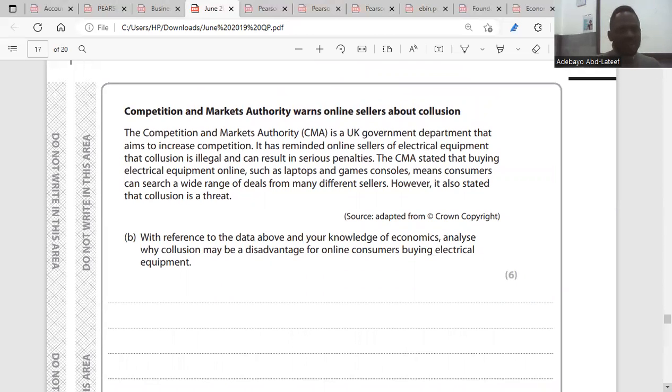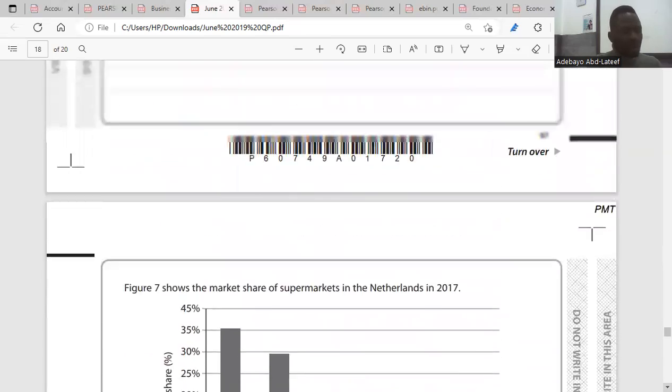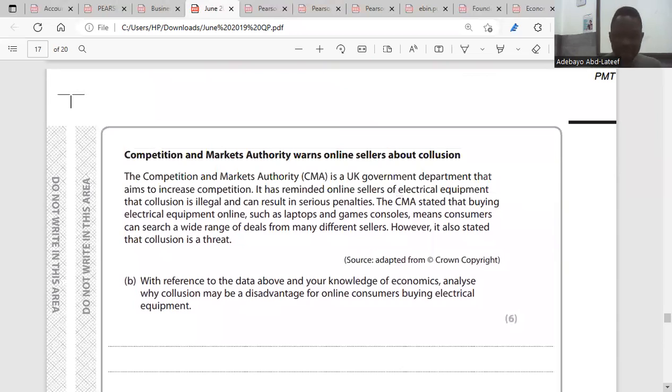They said the Competition and Markets Authority warns online sellers about collusion. For collusion, let's just quickly read. The Competition and Markets Authority, CMA, is a UK government department that aims to increase competition. It has reminded online sellers of electrical equipment that collusion is illegal and can result in serious penalties. The CMA stated that buying electrical equipment online, such as laptops and game consoles, means consumers can search a wide range of deals from many different sellers. However, it also stated that collusion is a threat.